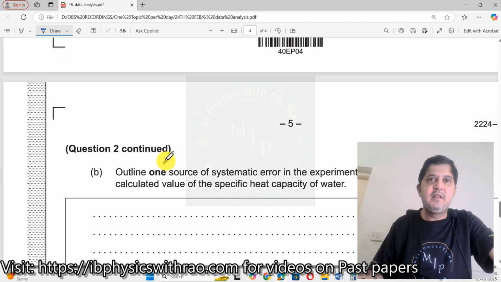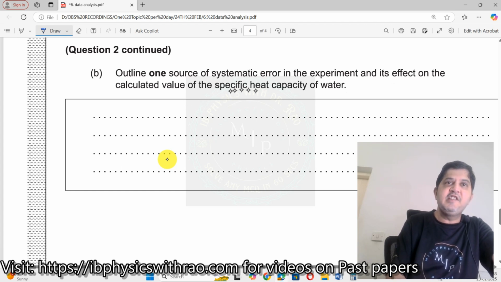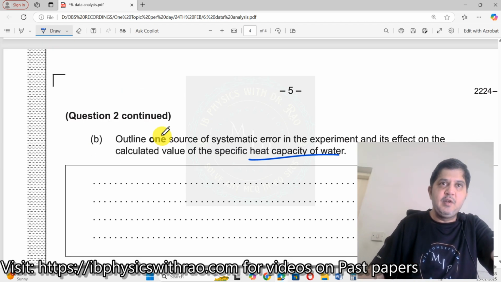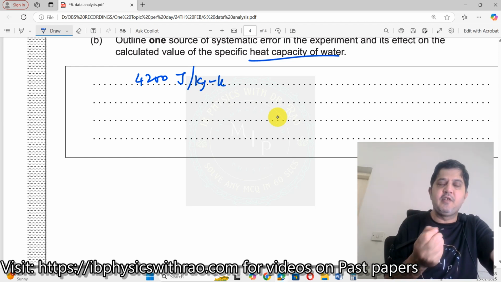Let us look at the next question. Outline one source of systematic error in the experiment and its effect on the calculated value of the specific heat capacity of water. Now, do we have a systematic error, and what is the reason for it? You know, the specific heat of water is always around 4200 joules per kg Kelvin, as seen in the tables in your data book.